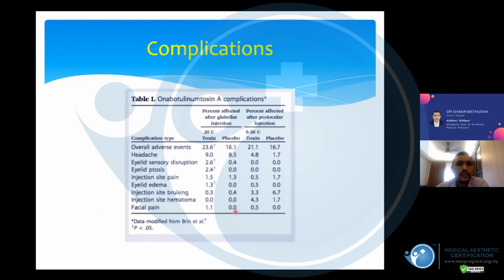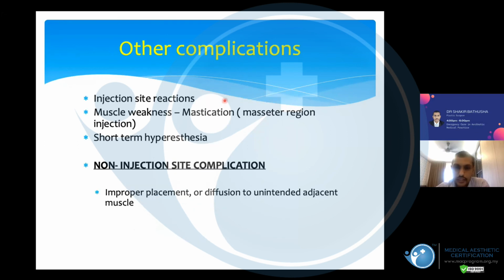So this is a table showing the list of complications. You can have sensory disruption, halitosis, pain over the injection site, edema, bruising, hematoma, or facial pain with different dosages of botulinum toxin A. Looking into it, they also present with short-term hyperesthesia over this region, whereas the non-injection site complication could be because of improper placement or diffusion of this toxin into an unintended adjacent muscle.